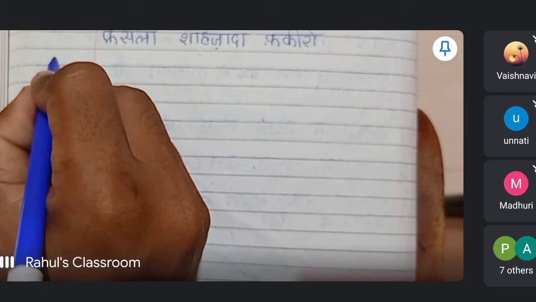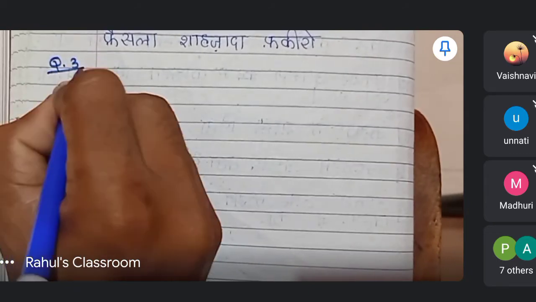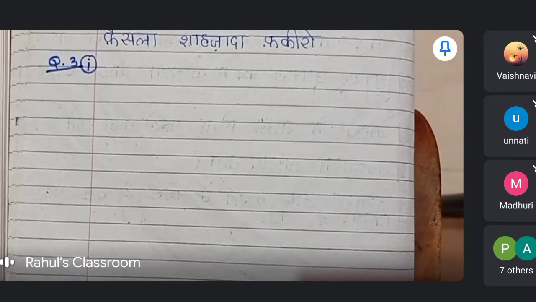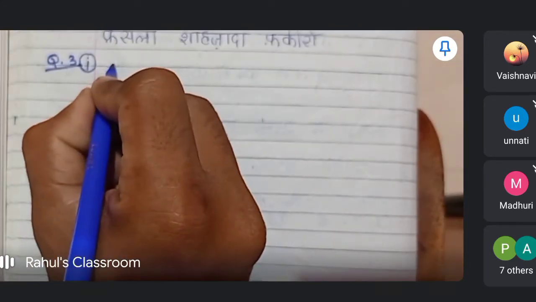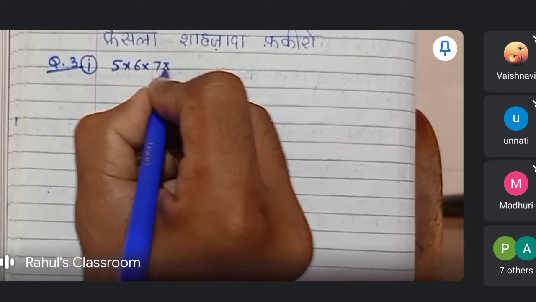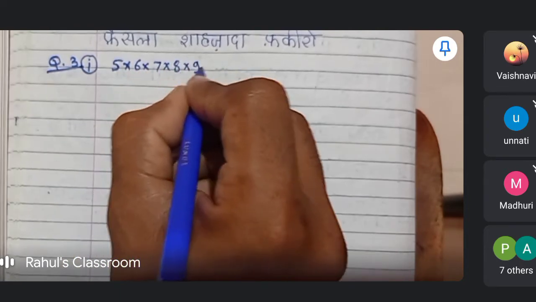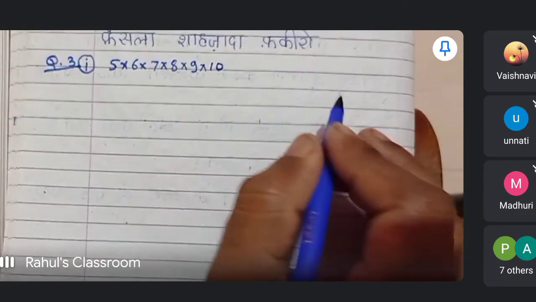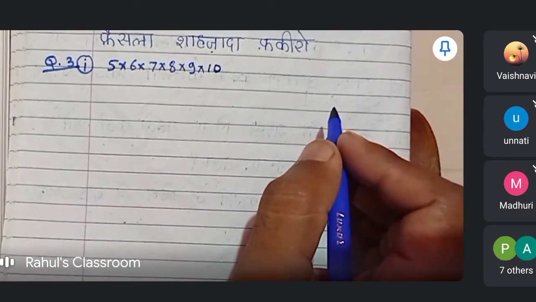Question number 3. Write in terms of factorial, part number 1: 5 into 6 into 7 into 8 into 9 into 10. Express this example in terms of factorial.